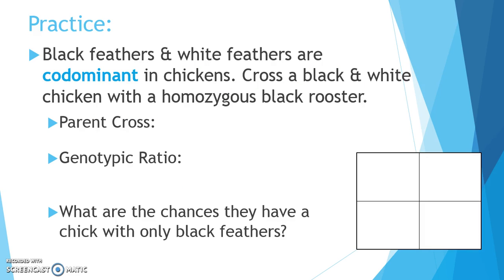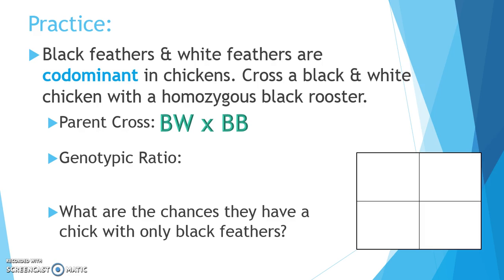Okay, this practice says black feathers and white feathers are codominant in chickens, like we just talked about. So now we want to cross a black and white chicken with a homozygous black rooster. Since the chicken is black and white, it's heterozygous, its genotype is going to be capital B, capital W. And the homozygous black rooster, homozygous meaning the same, he's black, so the genotype of the rooster would be capital B, capital B. So this is the parent cross for a black and white chicken with a homozygous black rooster.